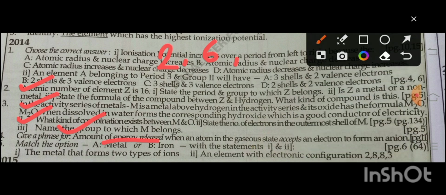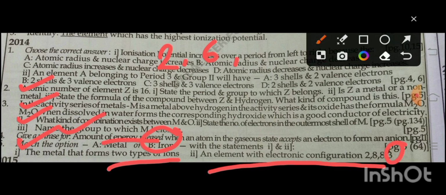Next question, the last question: match the options A metal and B iron with the statements given. Obviously iron forms two types of ions, and the metal is an element with the electronic configuration 2, 8, 3. See, its outermost shell has 3 electrons, so it belongs to the metals.